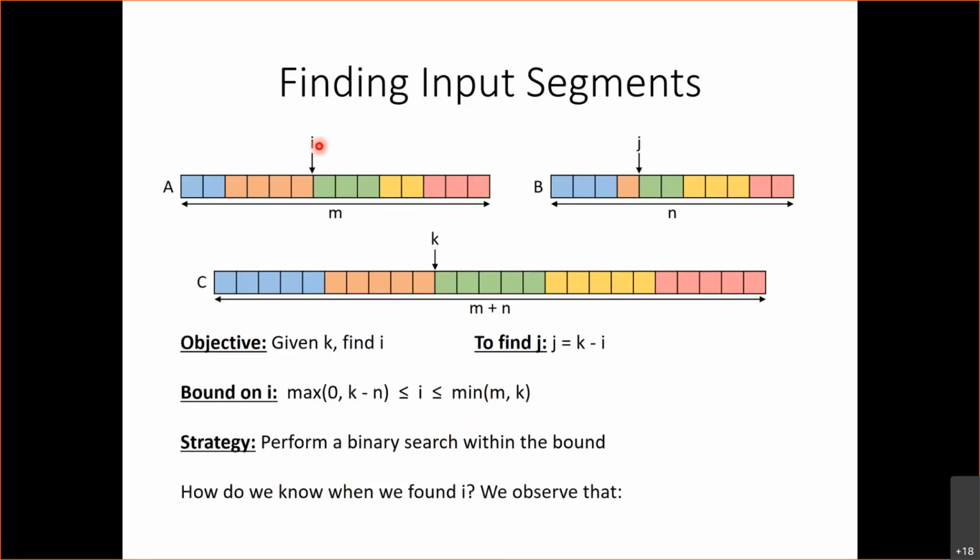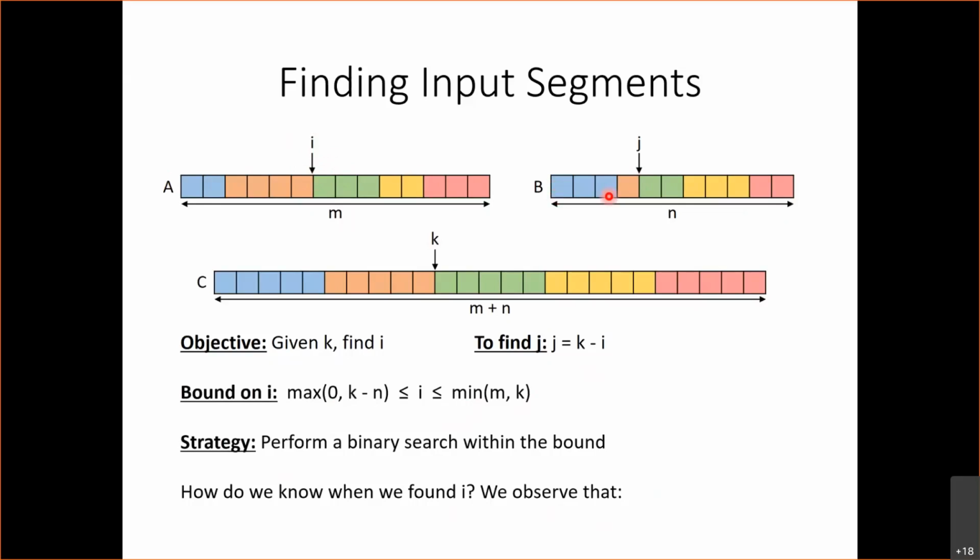Well, I is the corank of K, and what that means is that all the elements before I should be less than all the elements after I, obviously, but they also should be less than all the elements after J. And we also know that all the elements after I should be greater than all the elements before I, obviously. We don't need to check this. This is given by the fact that A is sorted. But all the elements after I also need to be greater than all the elements before J.